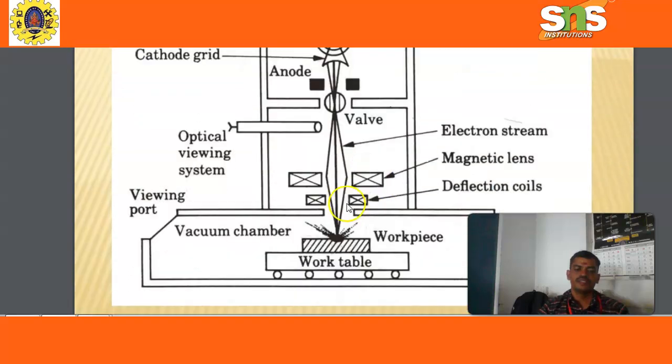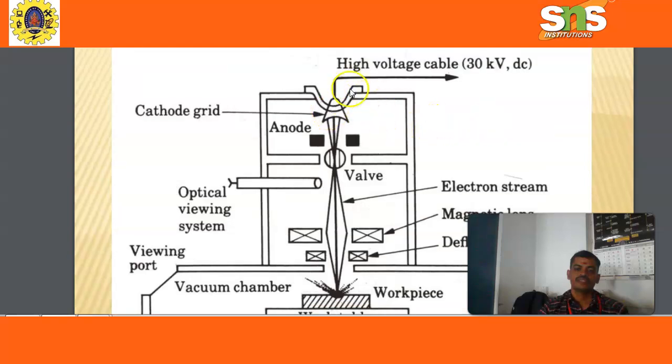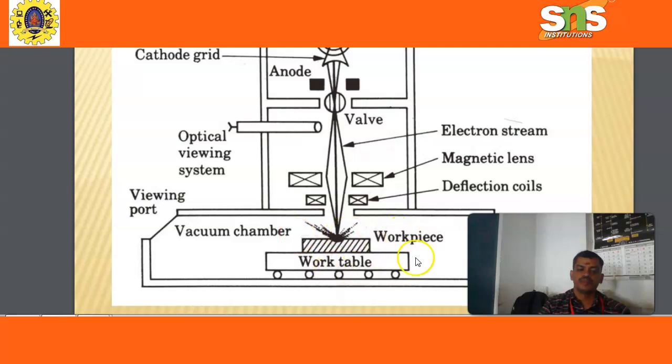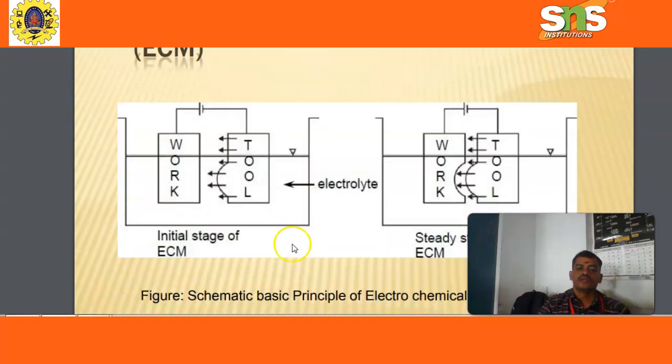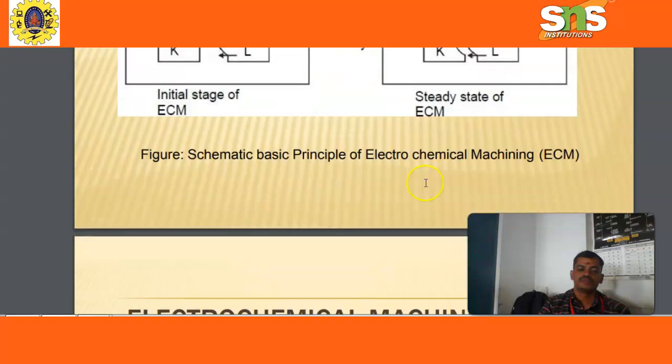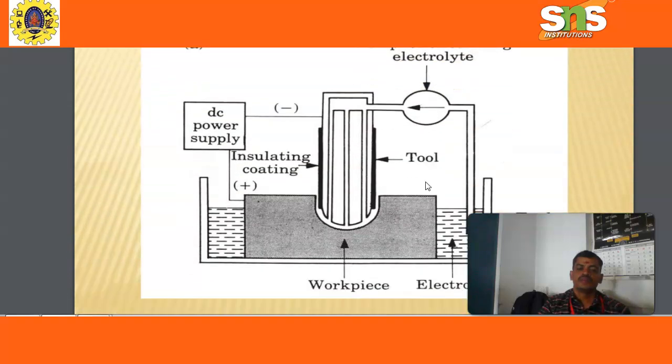These are examples and an image of an ECM unit. The maximum high voltage cable is 30 kilowatts direct current. This is a cathode grid, and this is an anode. Also shown are the optical viewing system, valve, electron stream, magnetic lens, deflection, view porting, vacuum chamber, workpiece, work table, and high vacuum pump. These are the initial stage of ECM, with tool, workpiece, electrode, and the steady state. In electrochemical machining there are the workpiece, tool, insulator coating, DC power supply, and positive and negative terminals.